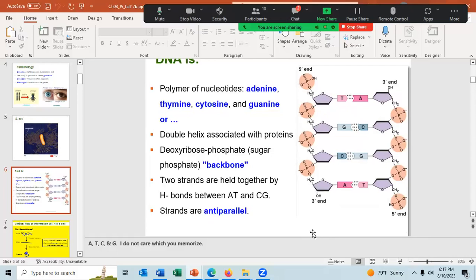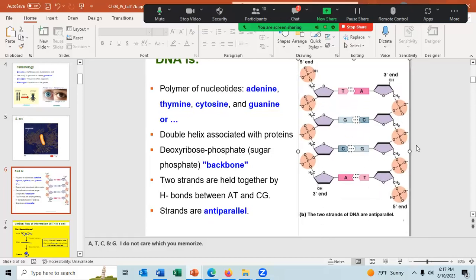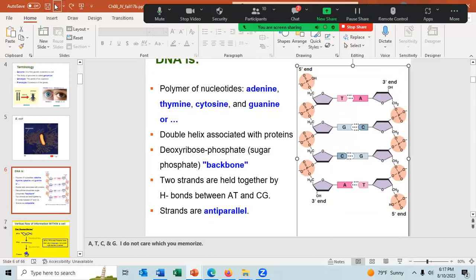You should know that the strands of DNA are anti-parallel, where one strand is running that way, the other strand is running that way.